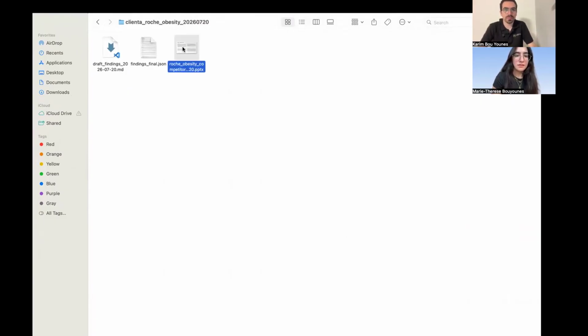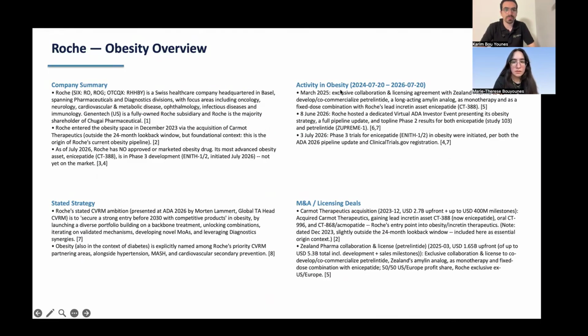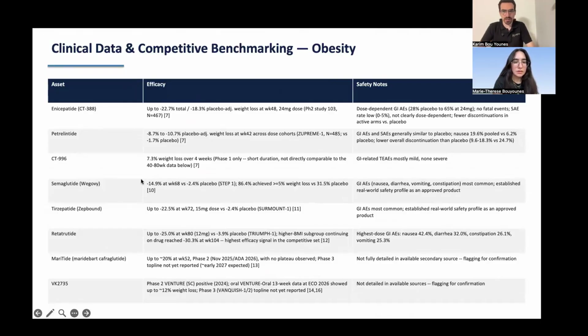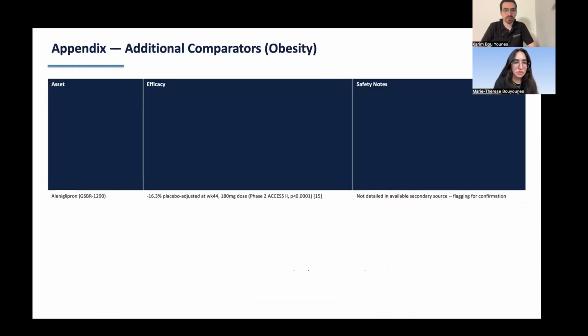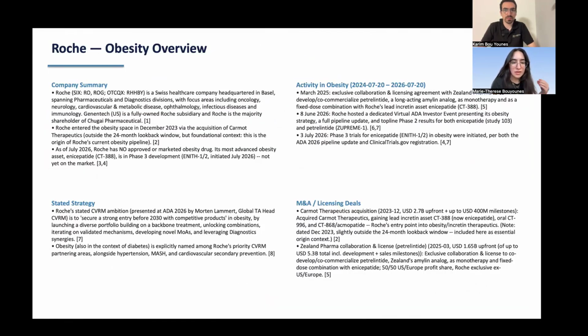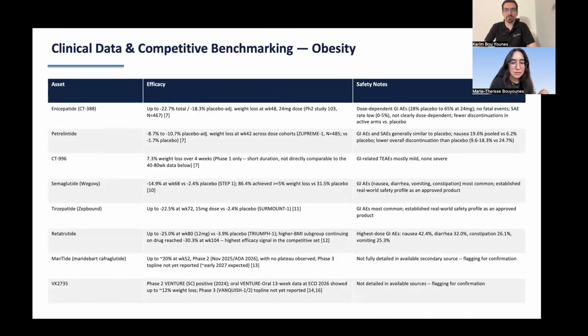Let's open it. Overview summary, activity, M&A, licensing, stated strategy, pipeline, MOA, ROA, approval, key insights. So the formatting is bad here because of cutting, definitely. Certainly we can give it my formatting and sources. But this is good. Obviously there's not a lot of available information online, so I was quite surprised it pulled all of this.